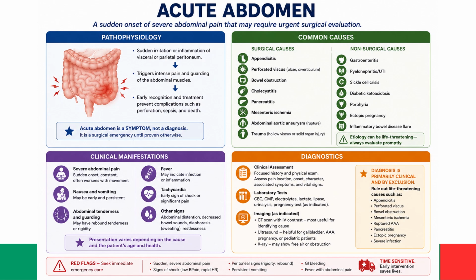So what's happening physiologically? Many causes of an acute abdomen ultimately result in inflammation or irritation of the peritoneum. And remember, the peritoneum is the membrane that lines the abdominal cavity and covers many of the abdominal organs. Normally, those surfaces can move against each other without causing pain. But when the peritoneum becomes inflamed or irritated, maybe from infection, blood, bile, pancreatic enzymes, intestinal contents, or gastric contents, it becomes extremely sensitive. And that's why these patients can develop severe pain, guarding, rebound tenderness, and rigidity.